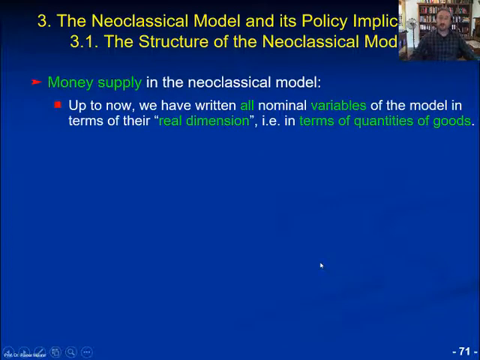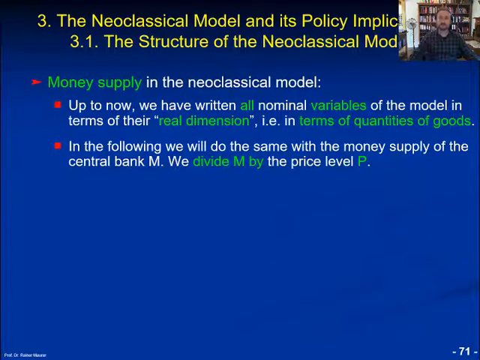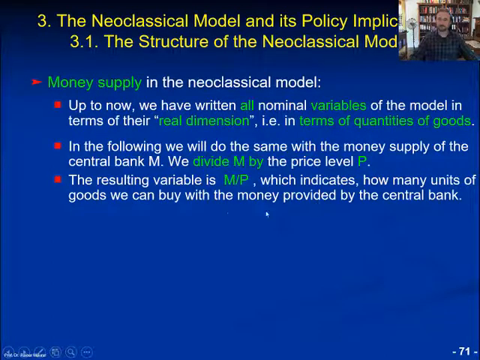Up to now, we have written all nominal variables of the neoclassical model in terms of their real dimension. This is in terms of quantities of goods. In the following, we will do the same with the money supply of the central bank M. We will divide capital letter M by the price level, capital letter P. The resulting variable is M over P, which indicates how many units of goods we can buy with the money provided by the central bank.